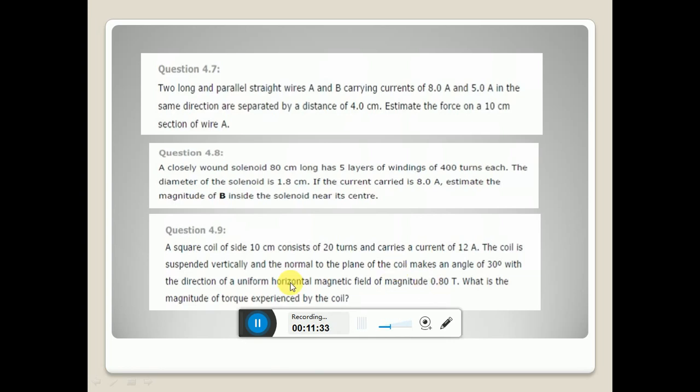Here if you observe clearly, the normal to the plane of the coil makes an angle of 30 degrees. The axis of the coil is not given, the normal to the plane of the coil is given. So basing on that we have to determine the angle made by the axis of that coil. Then only we can use BIAN sin theta. Torque acting on the coil will be BIAN sin theta. So let us see the solutions for this.